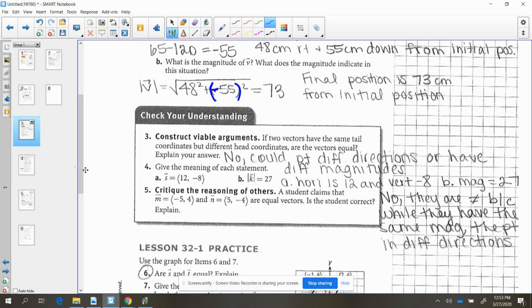Again, it is important to note one last thing from the check your understanding: while the magnitudes here would be the same, they are not going to be the same vector. They're not going to be equal in length because that directional value was not the same. It was -5 versus positive 5 and positive 4 versus negative 4. So be careful with that.